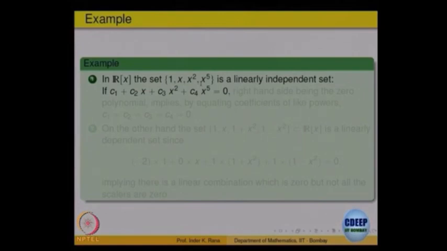So, this is a general fact. If you are given a set which is linearly independent, every subset has to be linearly independent, obviously. And if a set is linearly dependent, then a bigger set will be linearly dependent, because there is a linear combination which is 0 here. So, you can think of it as a linear combination in the bigger set also.